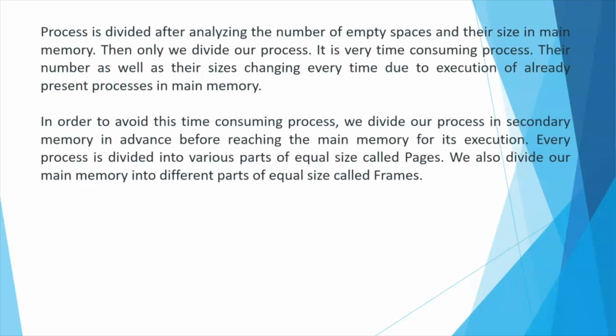In order to avoid this time-consuming process, we divide our process in secondary memory in advance, before reaching the main memory for its execution. Every process is divided into various parts of equal size called pages, and we also divide our main memory into different parts of equal size called frames. Here the page size and the frame size are equal.